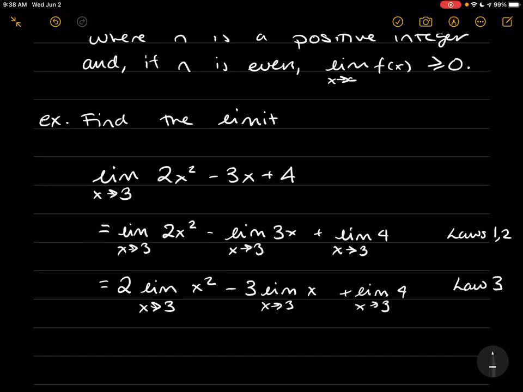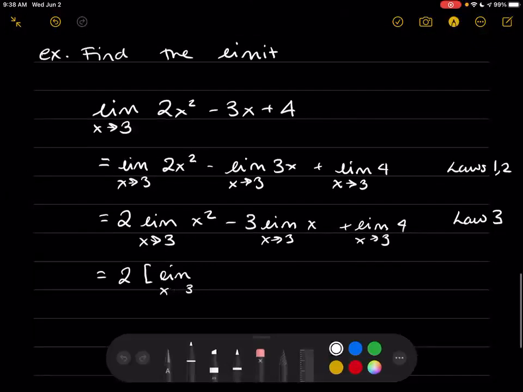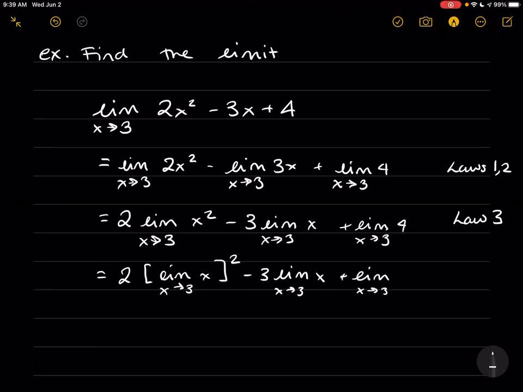And now for that first limit, we can use law 6 on it. Because we've got an x squared, we can think about moving that squared out of the limit. So we have 2 times the limit as x approaches 3 of x, and then that whole limit is squared now, minus 3 times the limit as x approaches 3 of x plus the limit as x approaches 3 of 4. So that was using law 6.